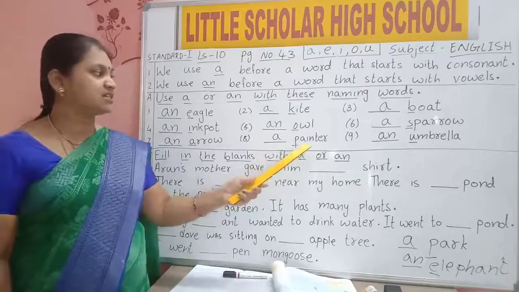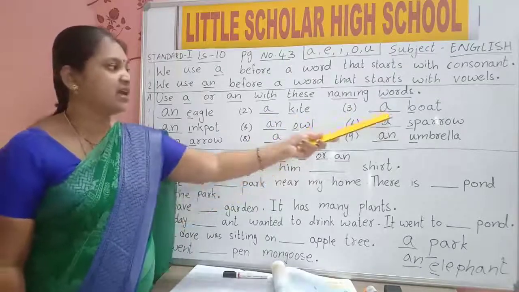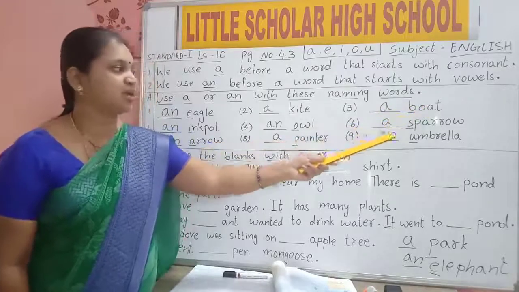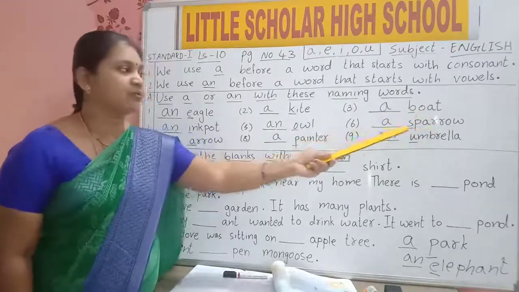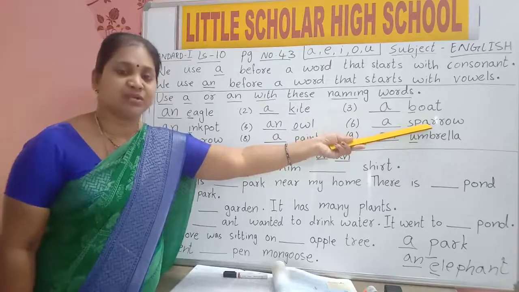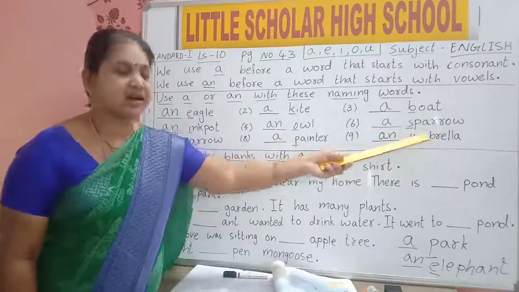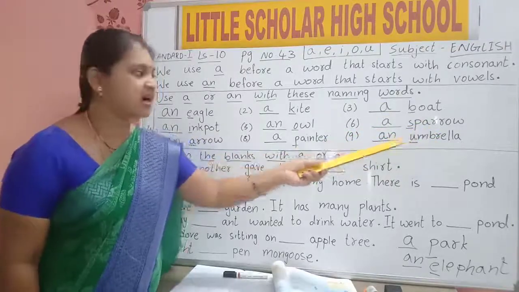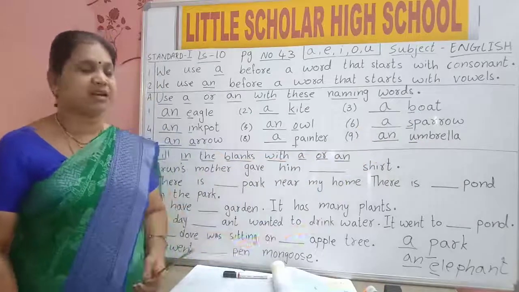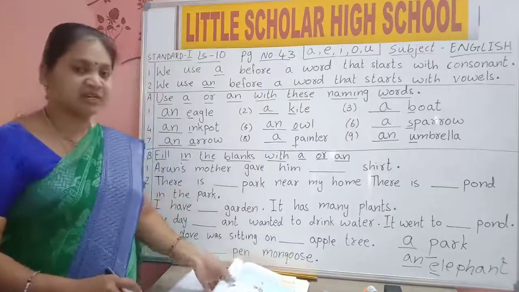A painter, an owl, a kite, a painter, a boat, a sparrow, an umbrella. Now finish that A1 in your textbook.